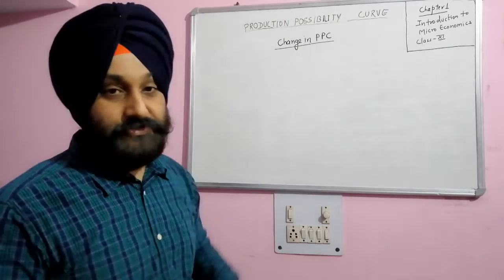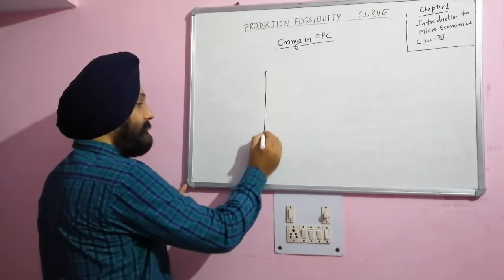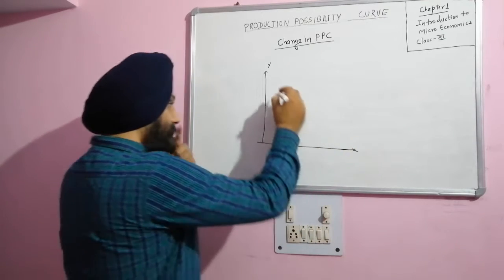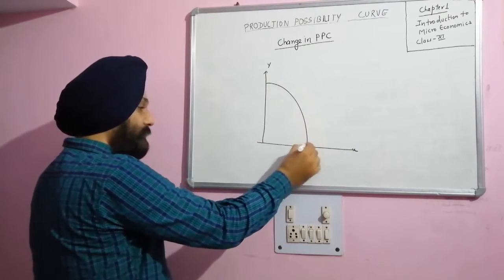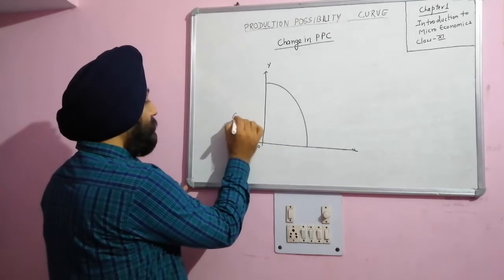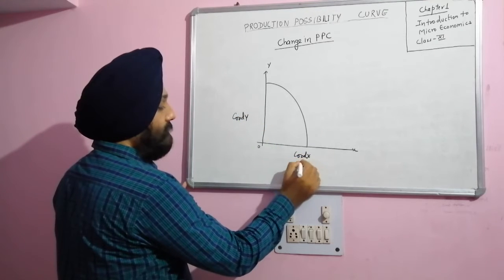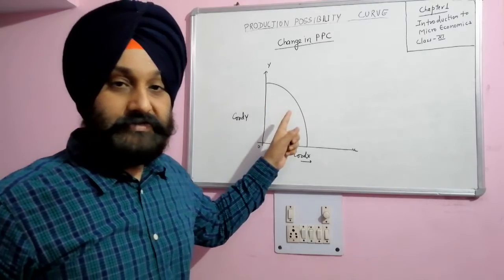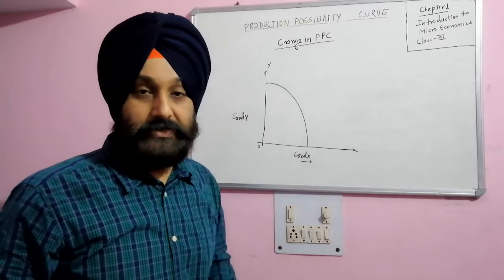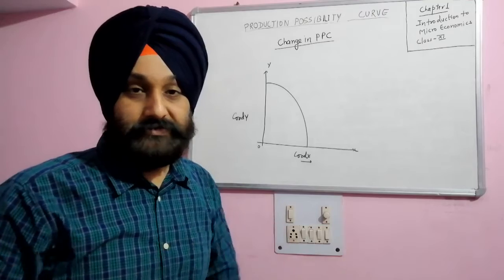What is the meaning of production possibility curve? So this is the y-axis and this is the x-axis, and this is the production possibility curve. Good Y, good X. Production possibility curve is a graphical representation of different possible combinations of two goods that an economy can produce with the help of given resources and technology.